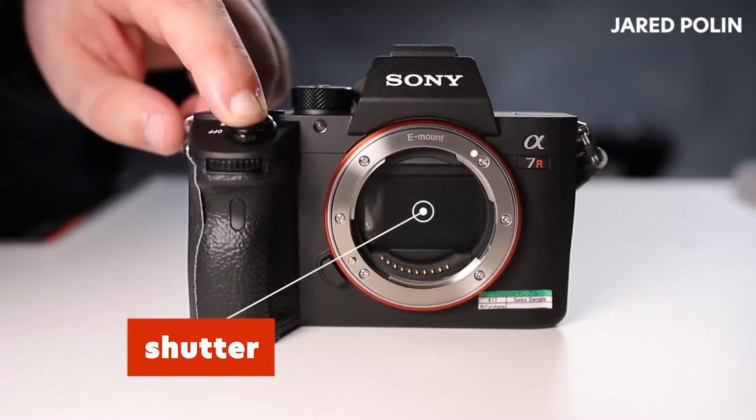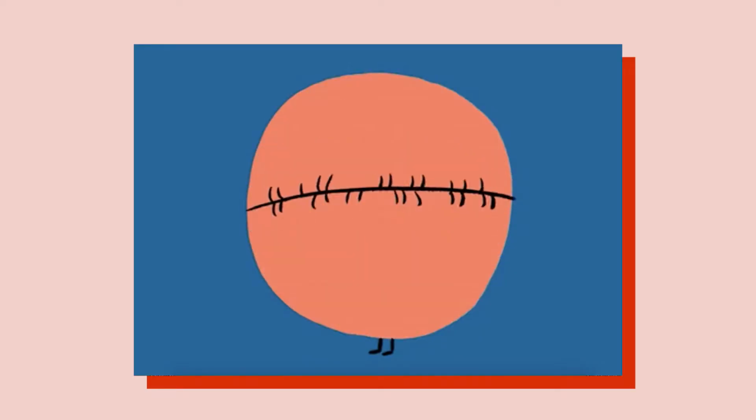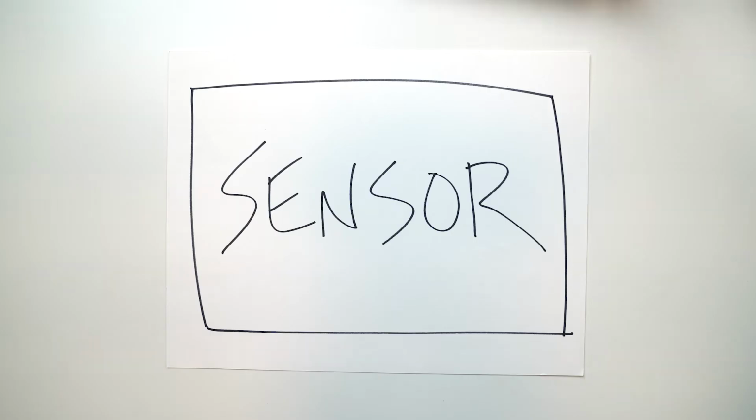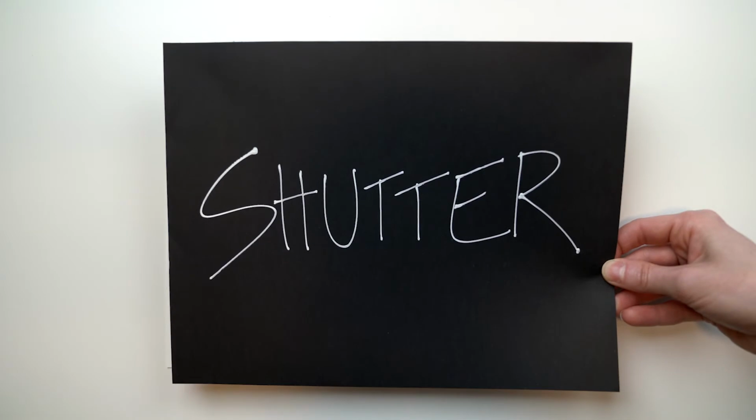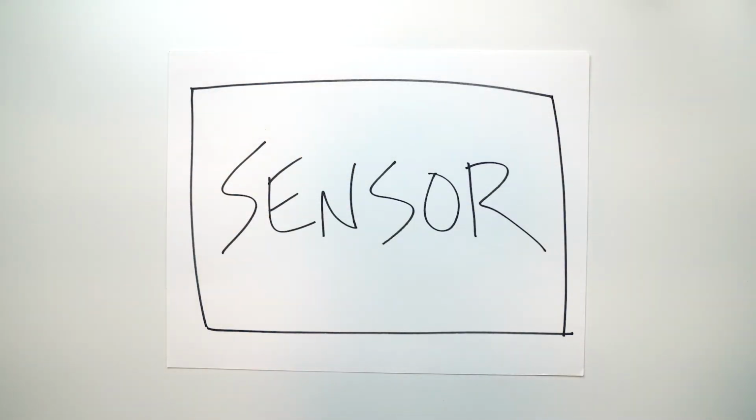Now the gatekeeper of your camera's sensor is something called the shutter. And it's like a giant eyelid that opens and closes over the sensor. Every time the shutter's closed, your sensor sees nothing. And every time the shutter's open, your sensor gets to see the world and take a picture of it.